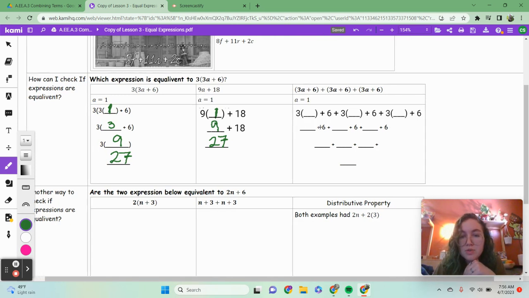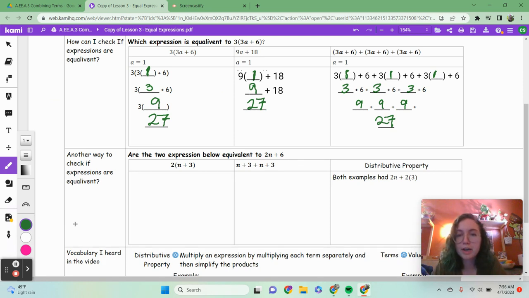So for our last one, I'm going to let you plug in or substitute in 1 for a everywhere you see it, simplify it down, and then we'll come back and see if these expressions are all equivalent at a equals 1. So we're back and we can see that yes, indeed, all of these three expressions are equivalent at a equals 1.